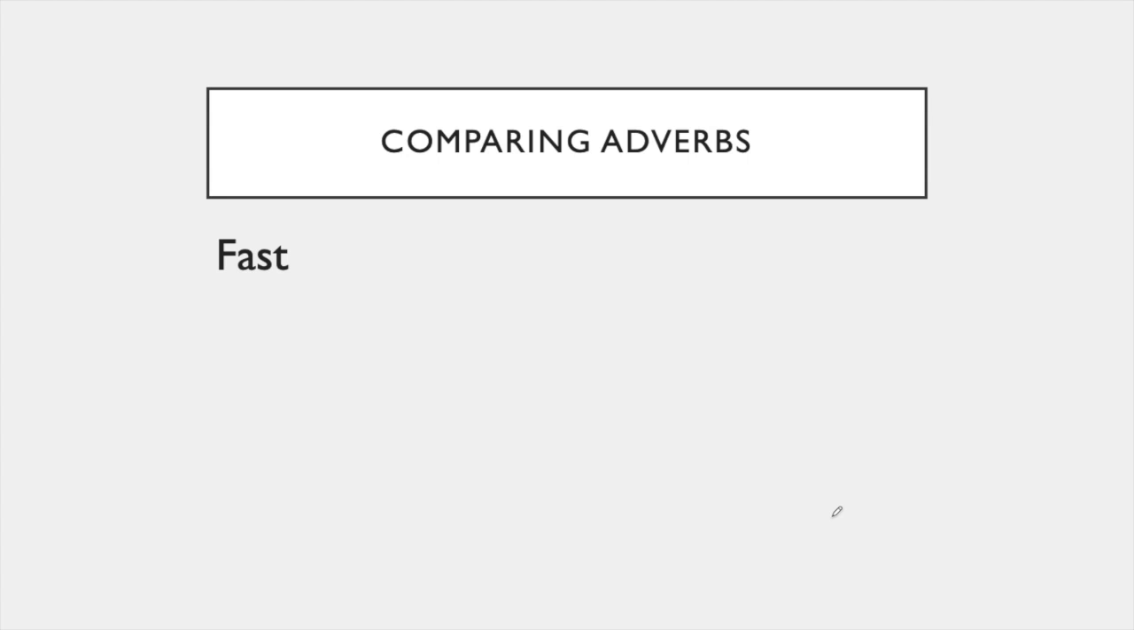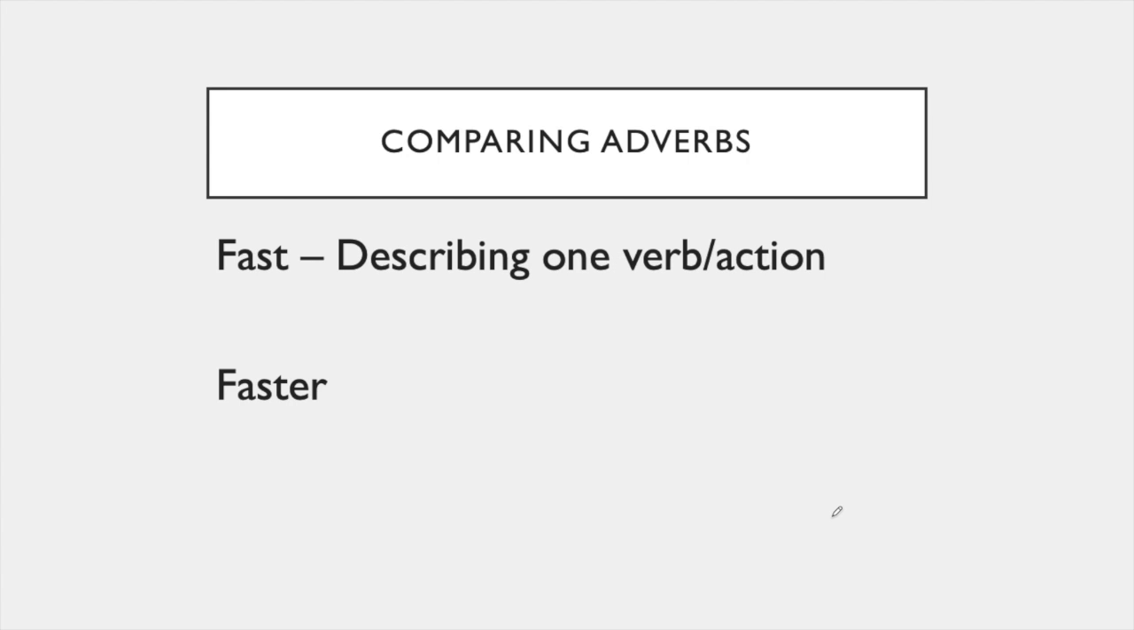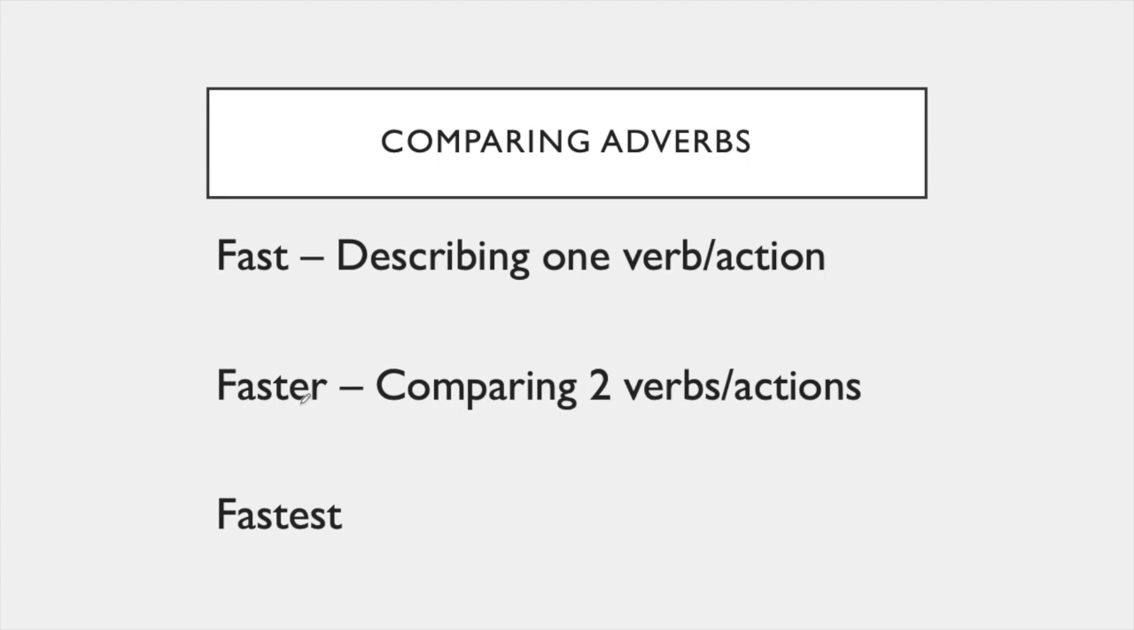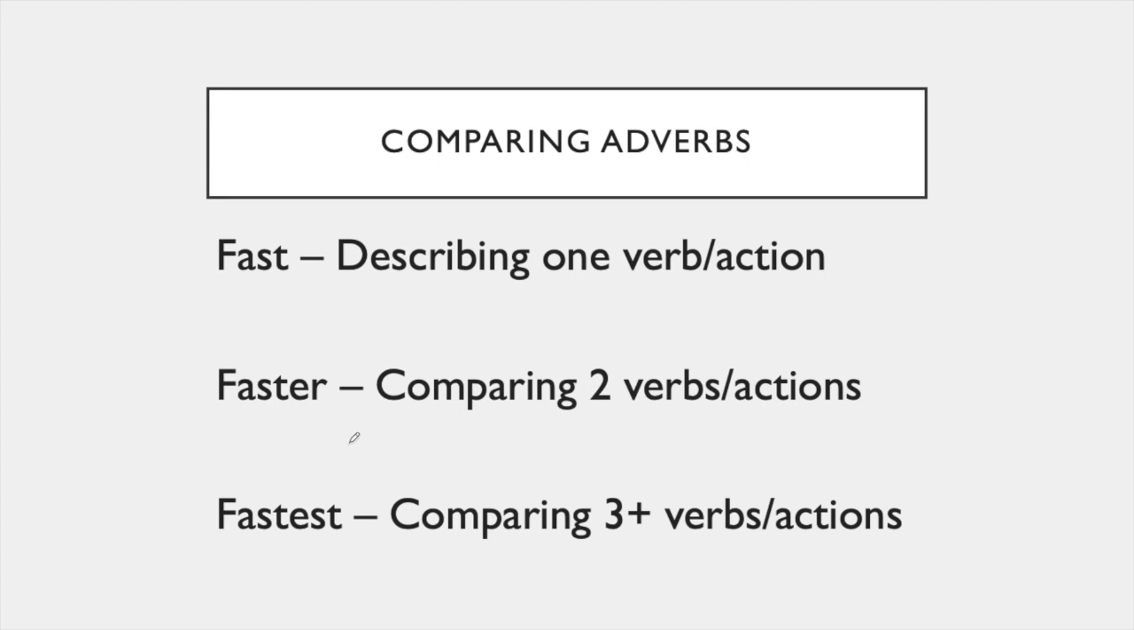Now let's look at comparing adverbs. So adverbs describe verbs or action words. So here's an adverb, fast. That would describe one verb or action. Faster would describe two verbs or actions, and fastest would describe three or more verbs or actions. So this follows that same pattern as the adjectives did. Fast, faster, and fastest. So some adverbs follow that est rule, and others don't.